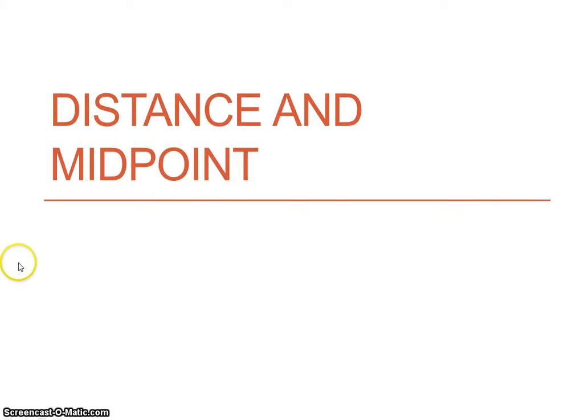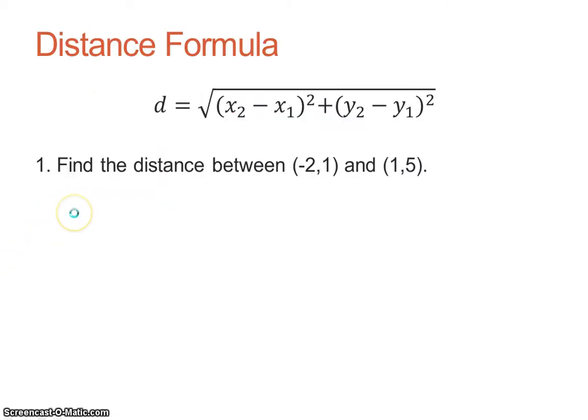Alright, so we're going to review distance and midpoint formulas. Our distance formula is d equals the square root of x2 minus x1 squared plus y2 minus y1 squared. So for number 1, let's find the distance between negative 2, 1 and 1, 5.